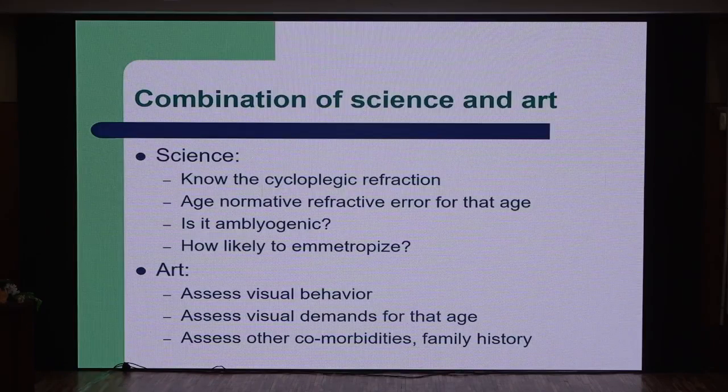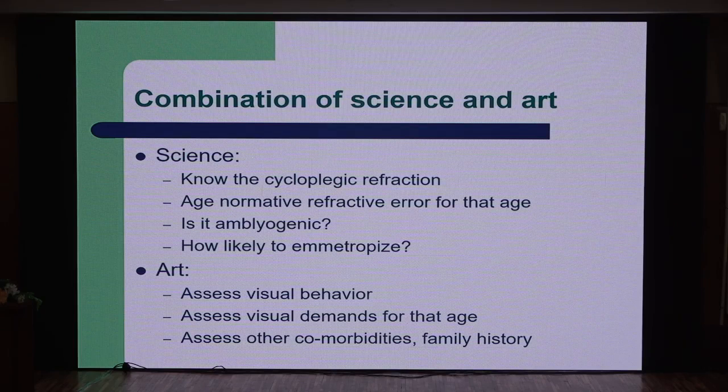So we always say that prescription of glasses in children is a combination of science and art. Science is, we need to know the cycloplegic refraction. We need to know the age normative database for that particular age group, what the child would require at that age. Is it emmetropic for the child? How likely is this going to be emmetropized in future?